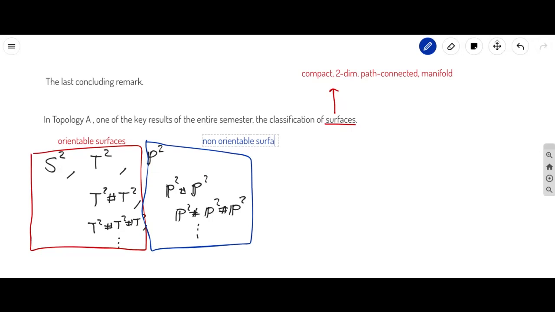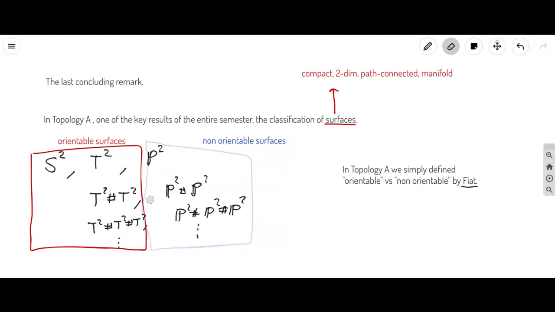Now, this is what we did in topology A. In topology A, we simply defined orientable versus non-orientable by fiat. So by fiat, I just mean we just declared, right? We had a classification theorem, right? And based on that classification theorem, these are the types that we have. So these types, we call them the orientable types, and those types we call the non-orientable types. So we never really defined what it meant to be orientable and non-orientable. We just kind of split it into two classes, and just by fiat, we just gave a name to both of those classes.